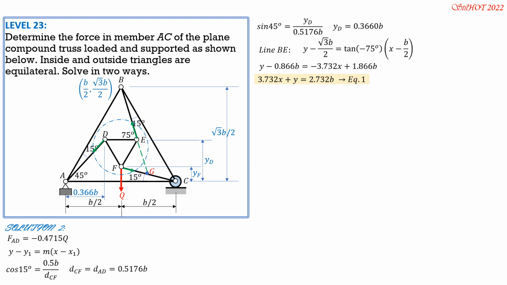Then next, line CF, so that we can find the equation of line CF. Then we can find the point of intersection between these two lines, BE and CF. The angle that CF makes with the negative x-axis is 15 degrees. So the angle it makes with the positive x-axis is, because it is clockwise, negative 15. So the slope is either tangent of negative 15, or from the positive x-axis to that line, 180 minus 15 is 165 degrees.